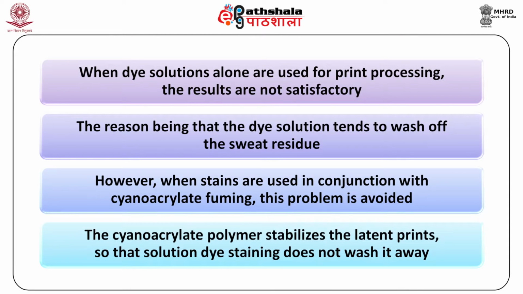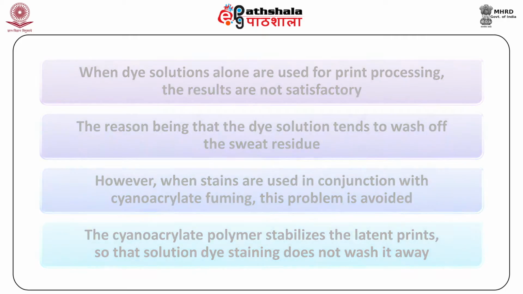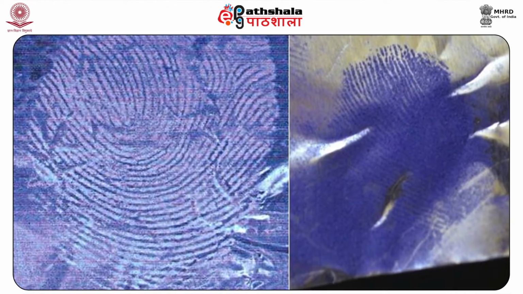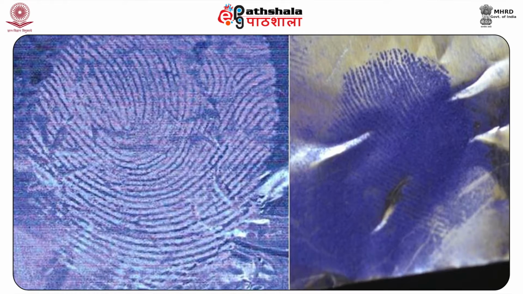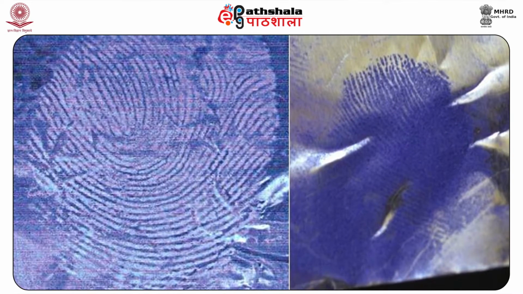When dye solutions alone are used for print processing, the results are not satisfactory. The reason being that the dye solution tends to wash off the sweat residue. However, when stains are used in conjunction with cyanoacrylate fuming, this problem is avoided. The cyanoacrylate polymer stabilizes the latent prints so that solution dye staining does not wash it away. Crystal violet improves the contrast of weak prints developed on polythene by the cyanoacrylate method.